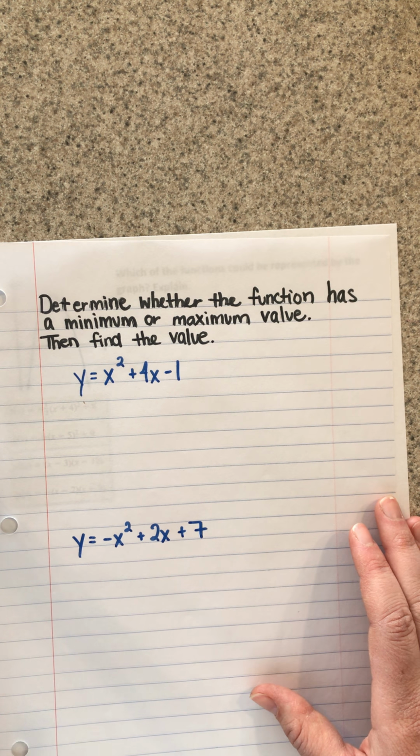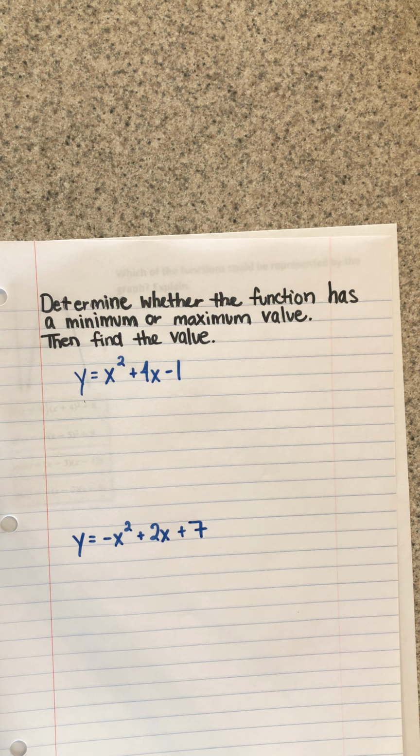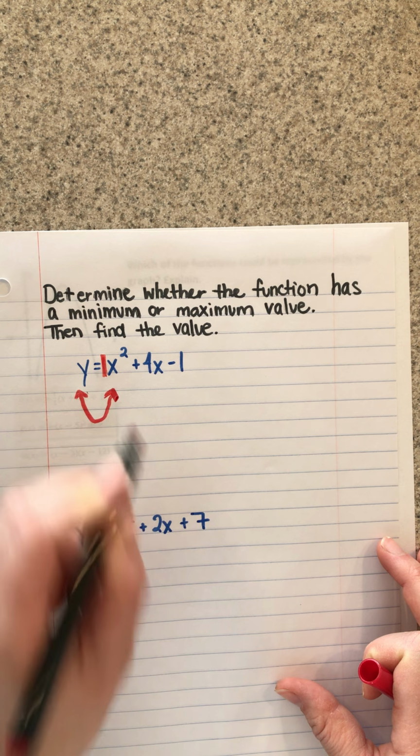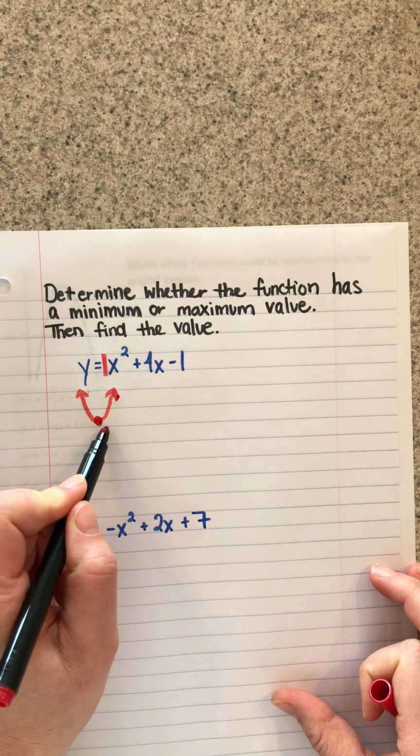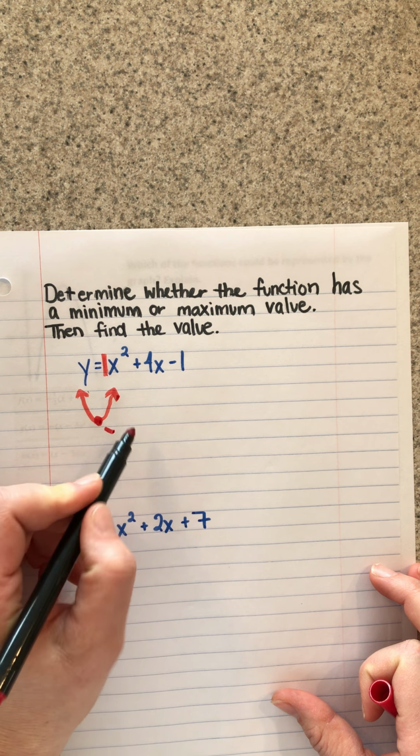Determine whether the function has a minimum or a maximum, then find the value. So this particular function is in standard form, and the a variable is the one I'm most interested in. The a variable is the invisible number in front of the x squared. In this case, that's a 1. 1 is positive, which means the parabola is going to be opening up. If a is positive, the parabola opens up. Since the parabola is opening up, that means it will have a very low point. In other words, it will have a min.